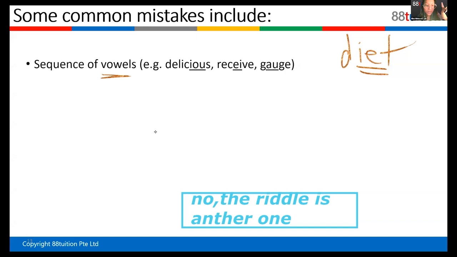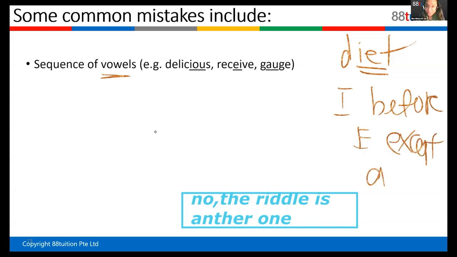So I before E, except after C. So here it is not C, right? This is D. So that's why it's I-E-T. But if you look at receive, it is C-E-I, not I-E, because it is after C. Do you understand? So that's one way to remember. Whenever there are two vowels, most of the time this rule applies. Not all the time, but most of the time. There are exceptions, and I will tell you.